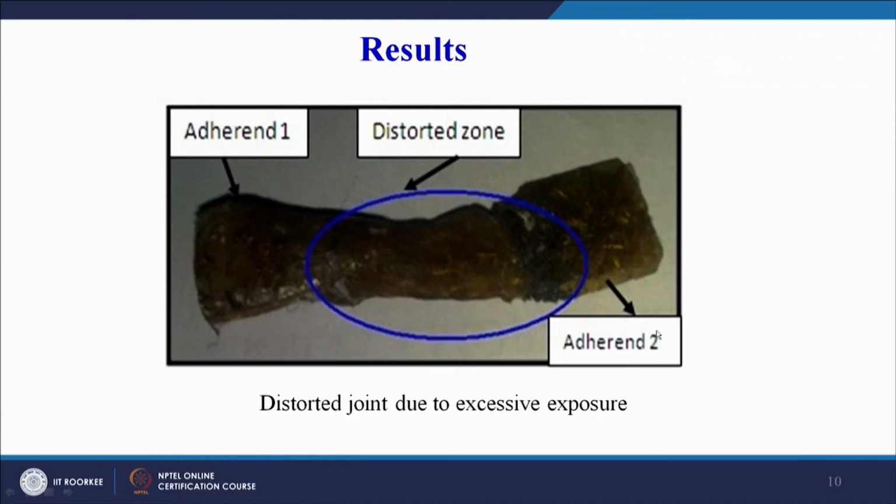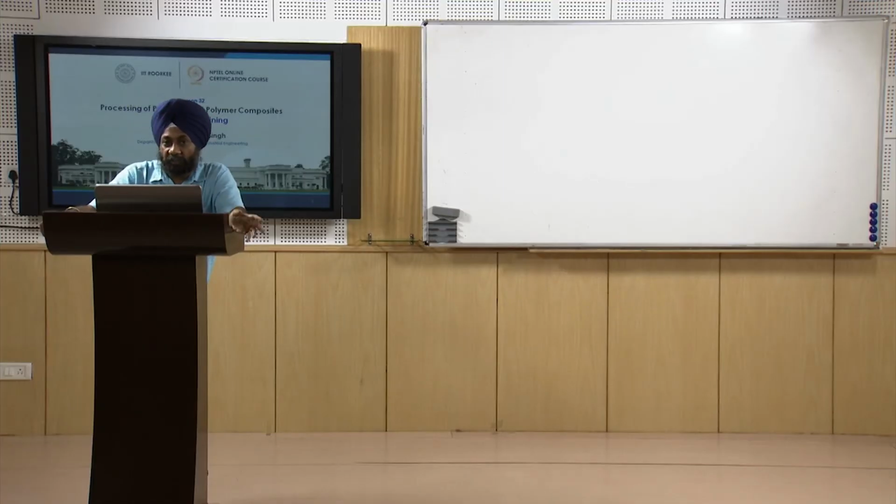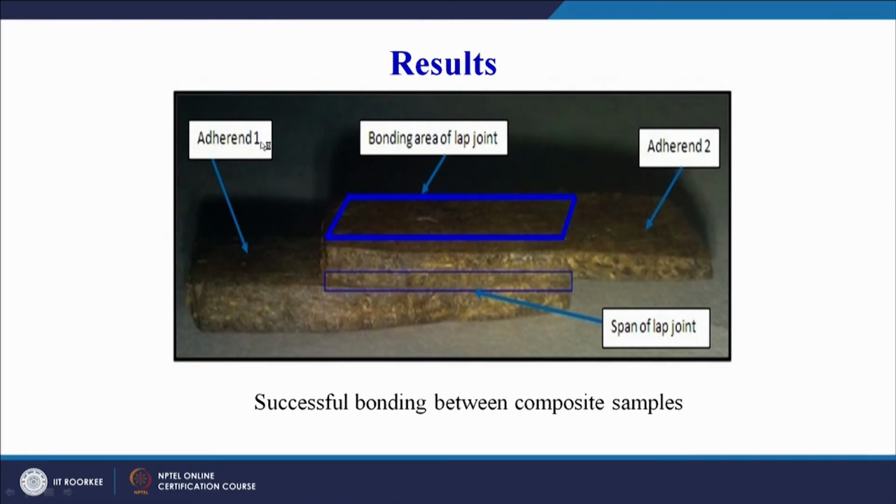So the adherent 1 and adherent 2 were joined, but there was a lot of distortion happening inside the joint, and therefore dimensionally our joint was not stable. But due to the changes in the exposure time, due to the changes in the power setting, due to the changes in the location where we are keeping our assembly of the two adherents, we were able to successfully form the joint. So you can see these are the results. We can see here, this is the finally successfully formed joint.